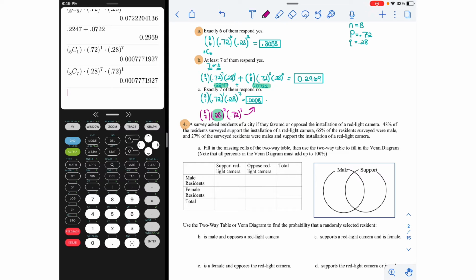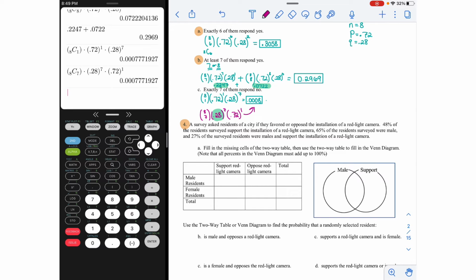So it says a survey asked residents in a city if they favored or opposed the installation of a red light camera. 48% of the residents surveyed supported the installation. 65% of the residents were male. 27% were males and support the installation, okay?